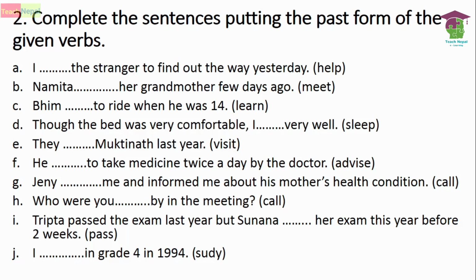Helped, you need to write. And number B, Namita dated her grandmother few days ago. Namita met, M-E-T, met. The past form of the verb, verb form of verb and verb both. Okay, what happens to both? It becomes met, M-E-T, met. Namita met her grandmother few days ago.